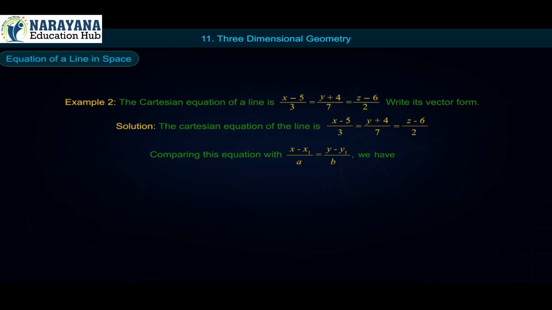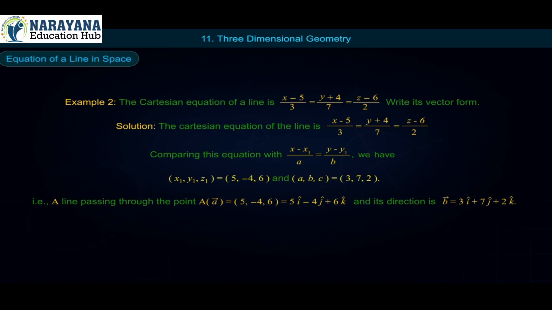Comparing this equation with (x minus x1) upon a equals (y minus y1) upon b, we have x1, y1, z1 equals 5, minus 4, 6 and a, b, c equals 3, 7, 2. That is, a line passing through the point A, vector a equals (5, minus 4, 6) equals 5i cap minus 4j cap plus 6k cap, and its direction is vector b equals 3i cap plus 7j cap plus 2k cap.